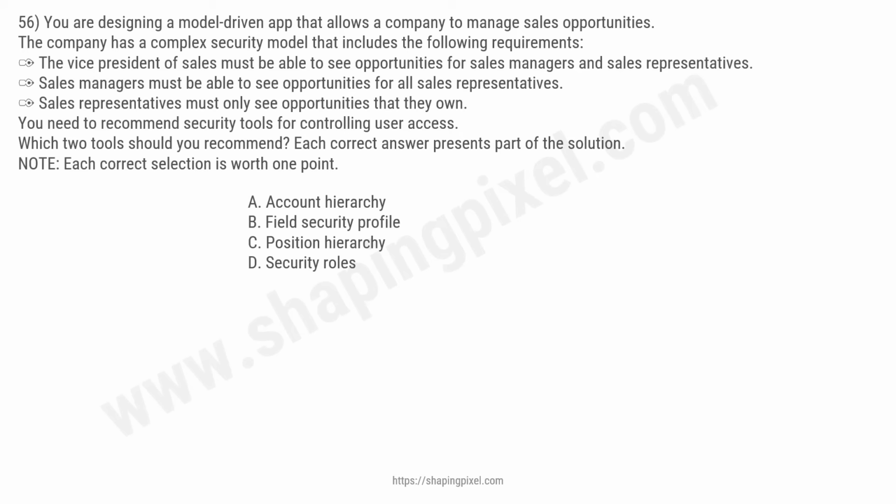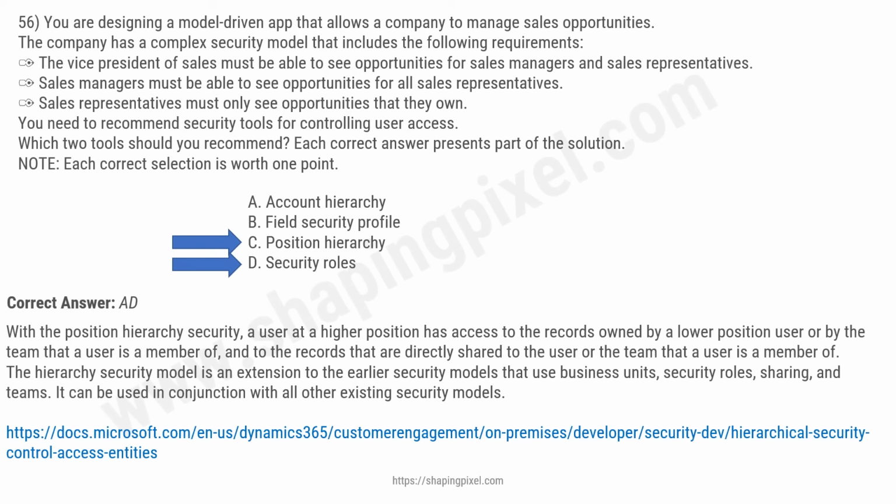Which two tools should you recommend? Each correct answer represents part of the solution. Each correct selection is worth 1 point. And we have four options. Option A, account hierarchy. Option B, field security profile. Option C, position hierarchy. And option D, security roles. So the right answer here is option C, position hierarchy. And option D, security roles.